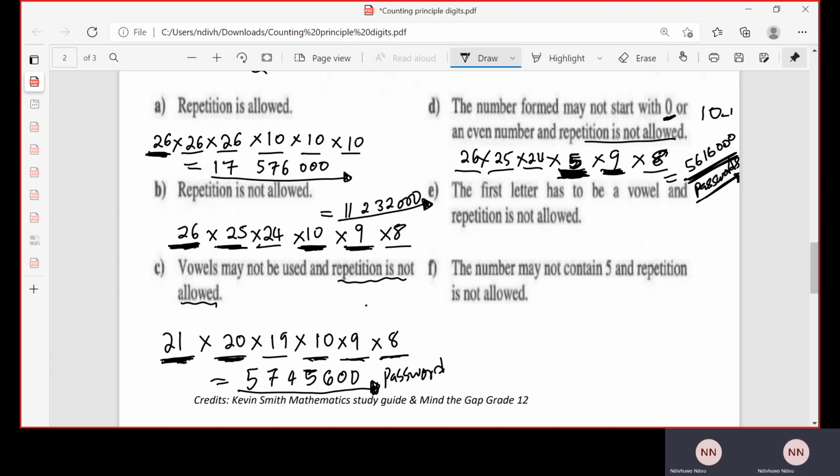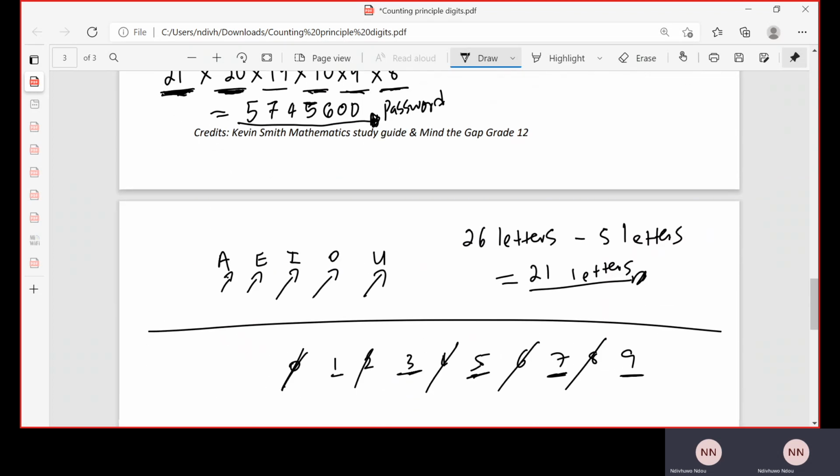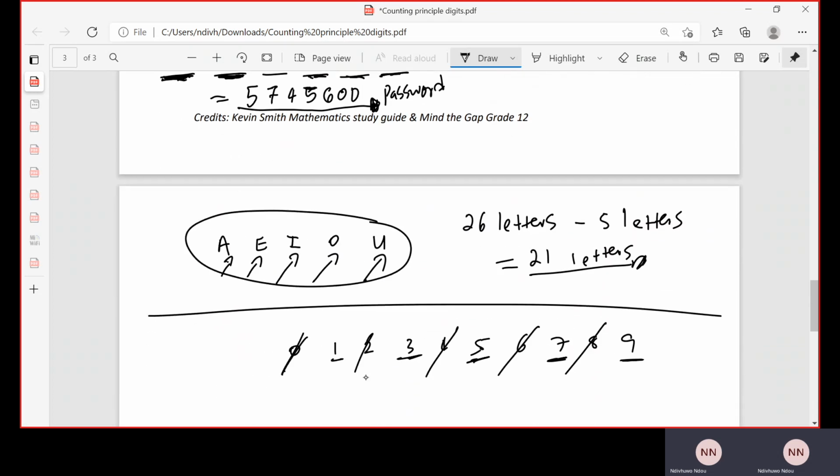If the first letter has to be a vowel and repetition is not allowed. 1, 2, 3 are letters, 1, 2, 3 are digits. The first letter has to be a vowel. I already showed you the vowels here. These are the vowels. How many choices do I have? That's the question you must ask yourself when answering counting principle questions. How many choices do I have?